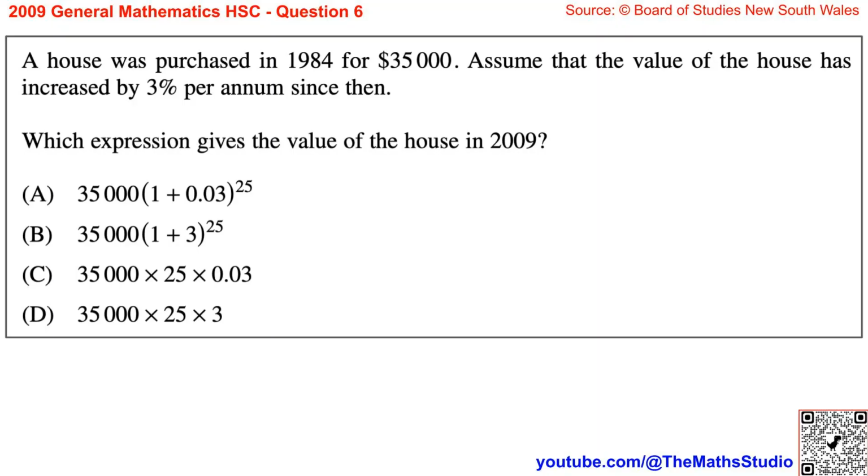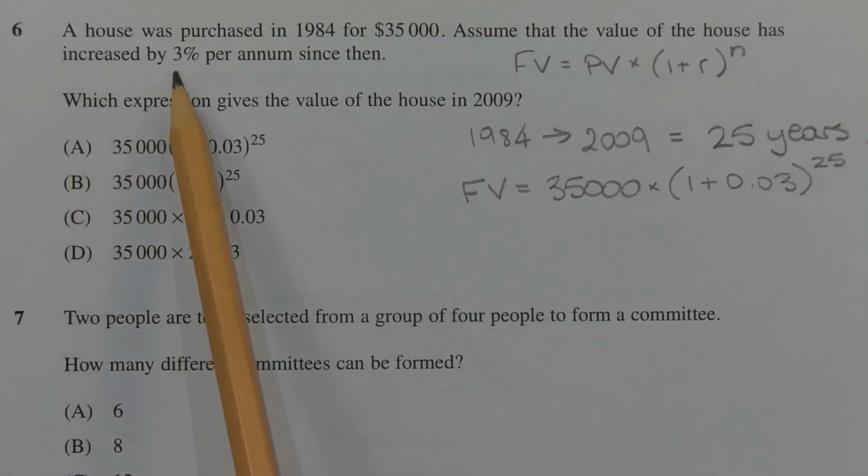Question 6. A house was purchased in 1984 for $35,000. Assume that the value of the house has increased by 3% per annum since then. Which expression gives the value of the house in 2009? The house is increasing by 3% per annum year on year.